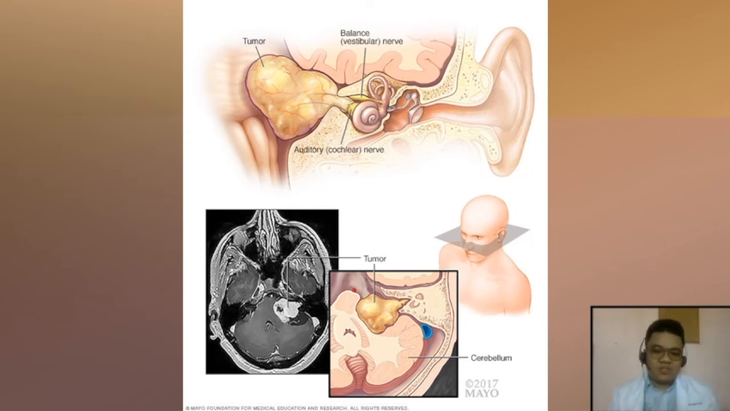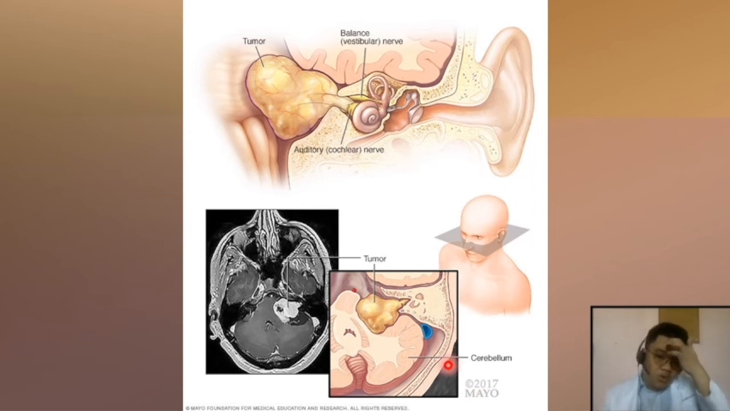CT scan is used, class, best to rule out acoustic neuroma. Again, acoustic neuroma, also known as your vestibular schwannoma. Okay, schwannoma. This is actually, class, non-cancerous, but this is a tumor that would develop from the vestibular nerve, usually arising, class, from the middle ear, inner ear, going towards your brain.